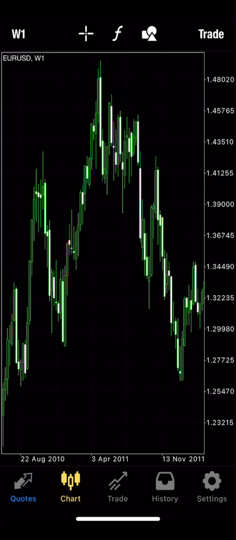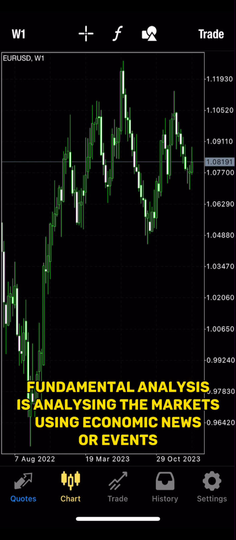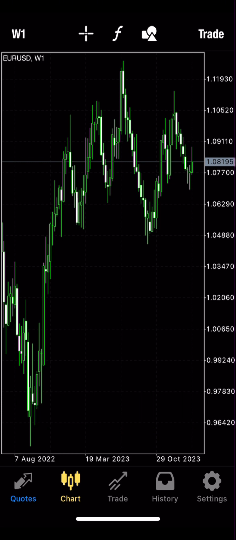So in terms of analyzing, we have two ways of analyzing the markets, right? The first one, which I don't recommend for beginners, is called fundamental analysis. Fundamental analysis is when you use economic events or news in general to trade the market. So you try and predict where a currency pair is heading depending on the news that is released. So using that information, you will then decide whether you're going to buy or sell that particular pair, right?